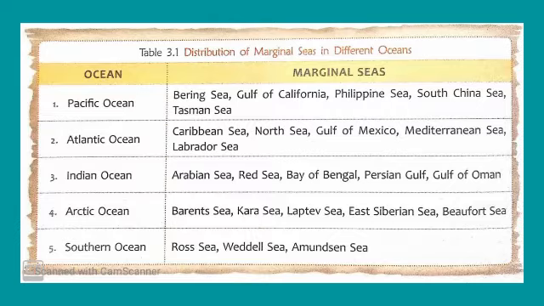Moving on to Indian Ocean, you have Arabian Sea, Red Sea, Bay of Bengal, Persian Gulf, Gulf of Oman. Moving on to Arctic Ocean, we have the Barents Sea, Kara Sea, Laptev Sea, East Siberian Sea, Beaufort Sea. Moving on to Southern Ocean, you have the Ross Sea, Weddell Sea, Amundsen Sea. Children, locate all these marginal seas in the World Physical Map from your atlas.